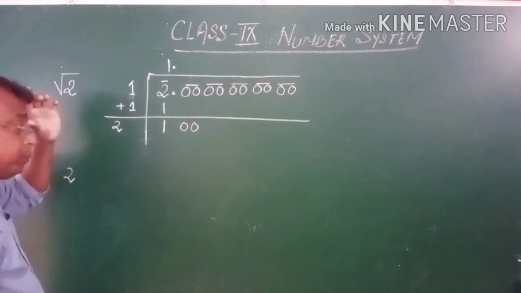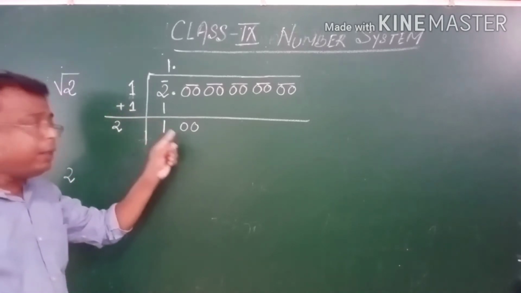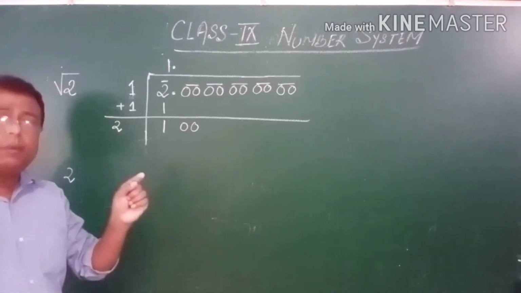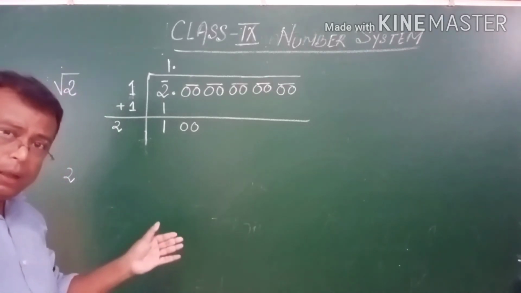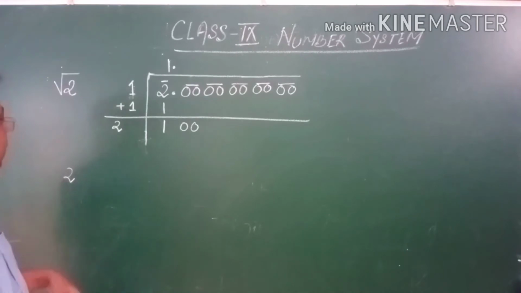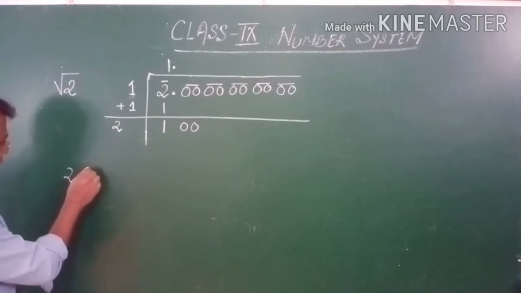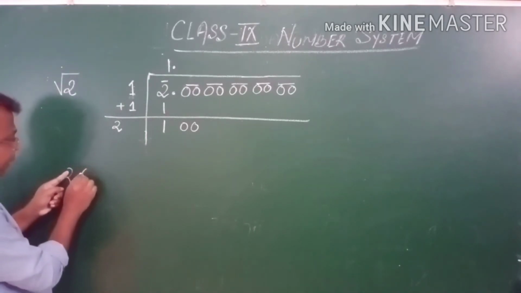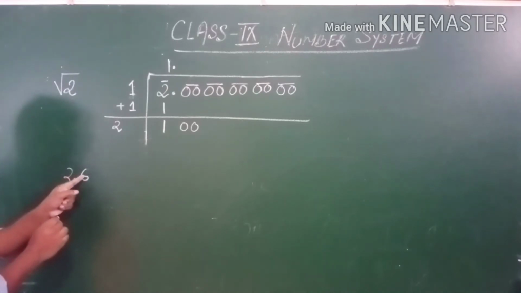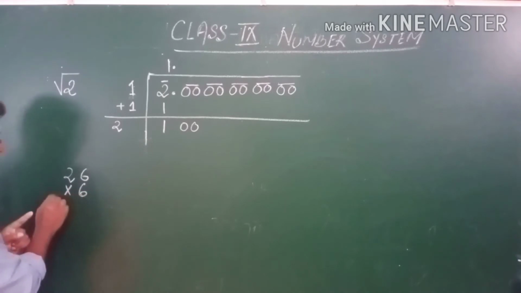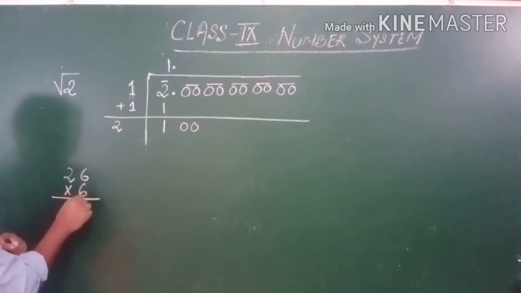Alright. But remember, it should not be greater than 100. It may be 100, but it should not be greater than 100. It may be less than 100. Okay. Now let us take 6. 2 is already there. So you are taking 6 here, which means you have to multiply with 6 only. So 6 times 6 is 36.